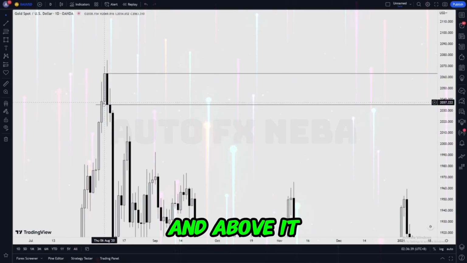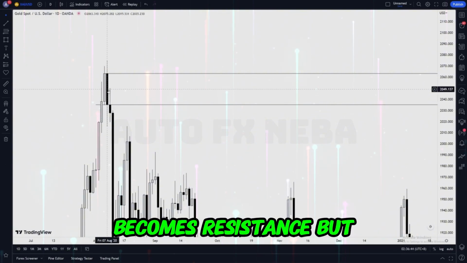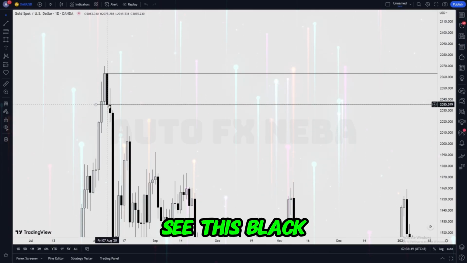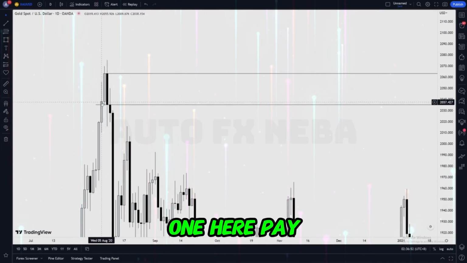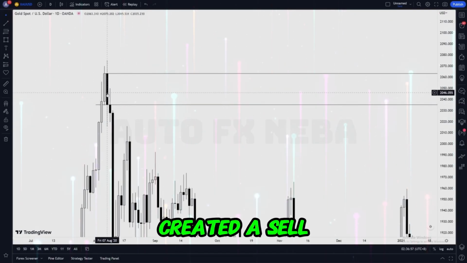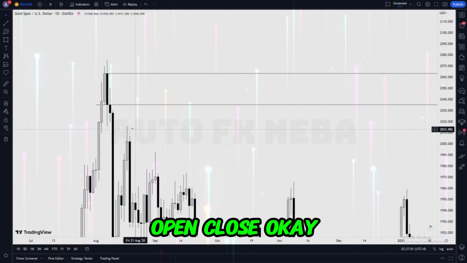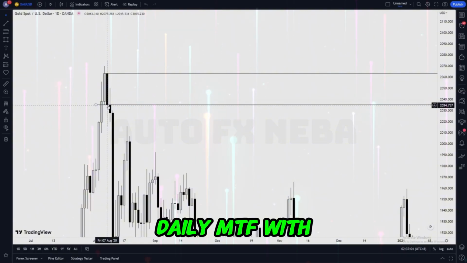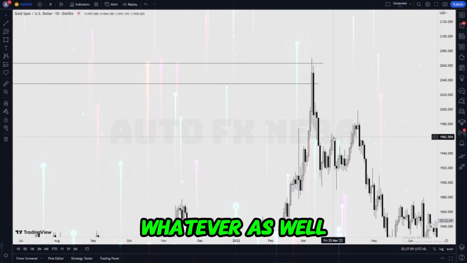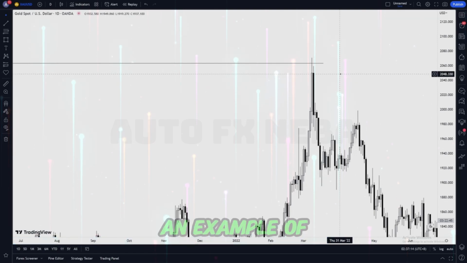Above it, I can't use this open close. Why? Buy is support, break becomes resistance. But see this wick? This wick has already touched it. This one here passed and broke this. See this black one here? Pay attention, man. This wick now comes up and touches this and went off. But here we created a sell. This is a new open close. This is a daily MTF with a weekly. And yes, you can have H4, H1, whatever as well. Absolutely. In this case, it didn't work out. Okay, cool, no problem. I'm just trying to show you guys an example of what I'm trying to say.